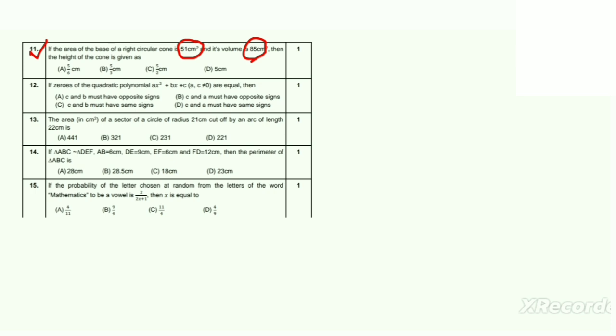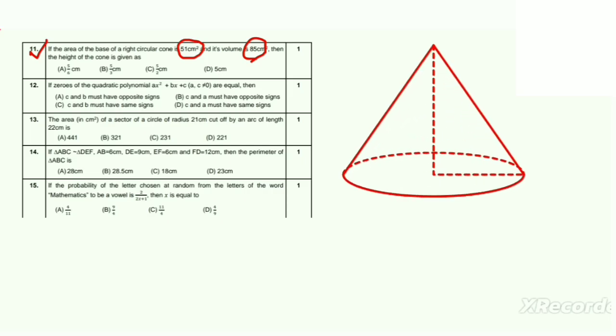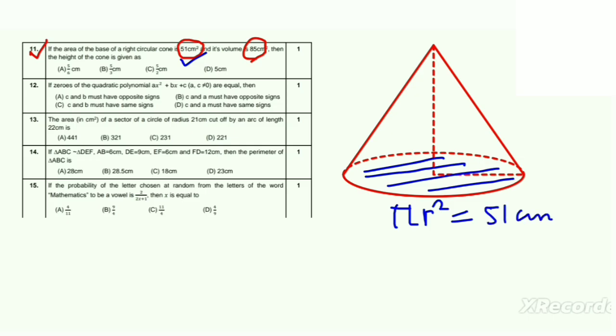Okay students, firstly let's try to understand the concept of this question with a figure. Suppose this is a right circular cone, and as we know, the base of this right circular cone is circular in shape, and we have a formula for finding the area of a circle. The area of this circular part is pi r square, and it is equal to, here the area of base is given as 51 centimeter square, so it is equal to 51 centimeter square.